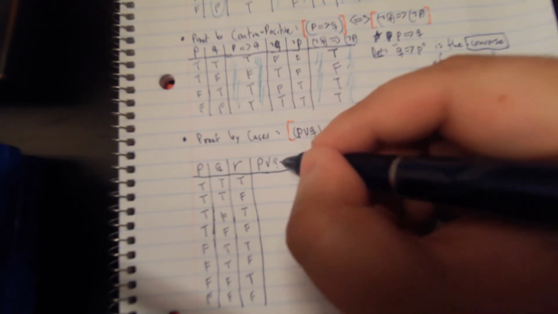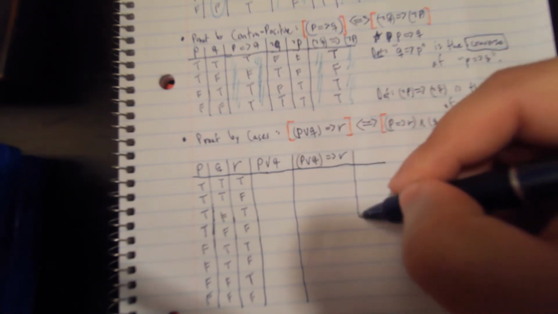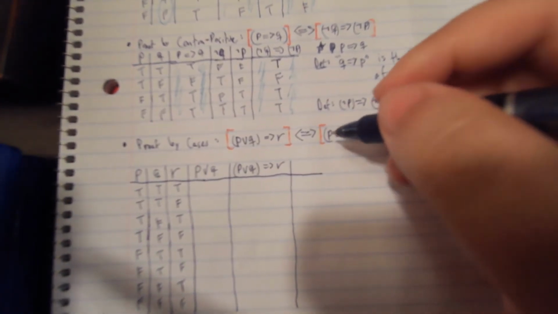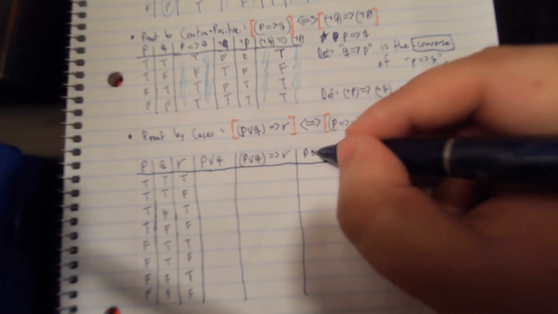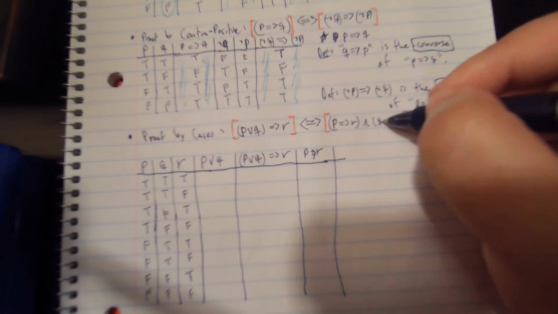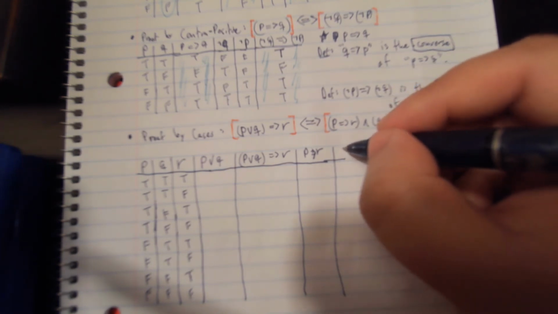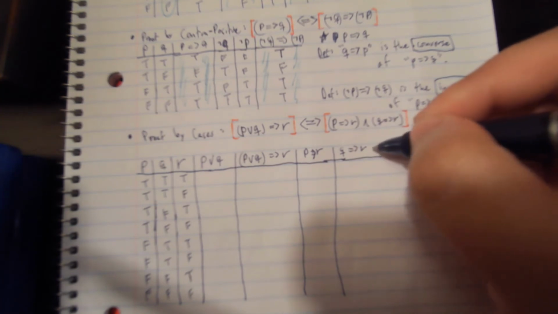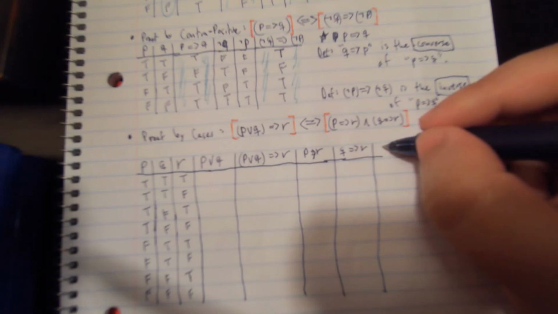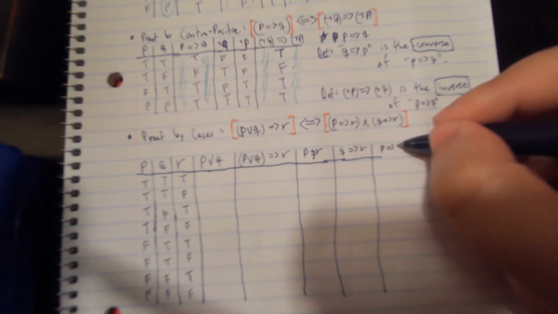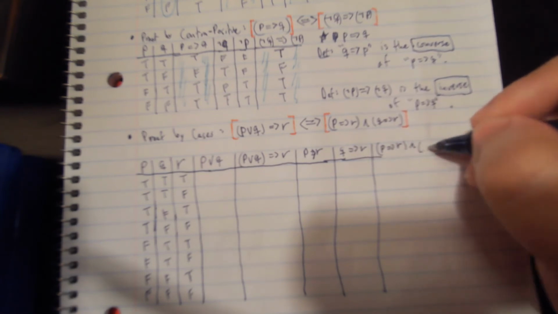So what statements do we need? We need the statement P or Q. And then once we have that statement, we're going to look at the statement P or Q implies R. Okay. That should take care of the left side, right? What about the right side? On the right side, I need the statement P implies R. I need the statement Q implies R. And then I'm going to look at the statement of their, I don't want to say intersection, but I'm going to just put an and in between them, right?